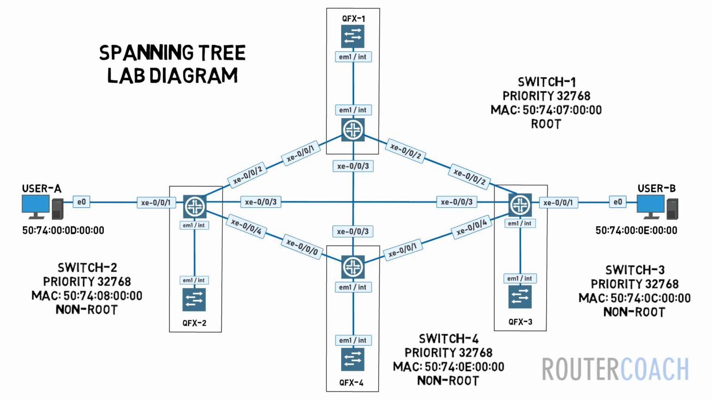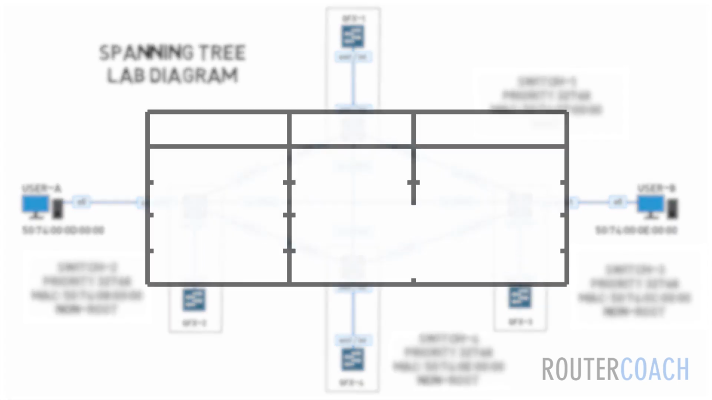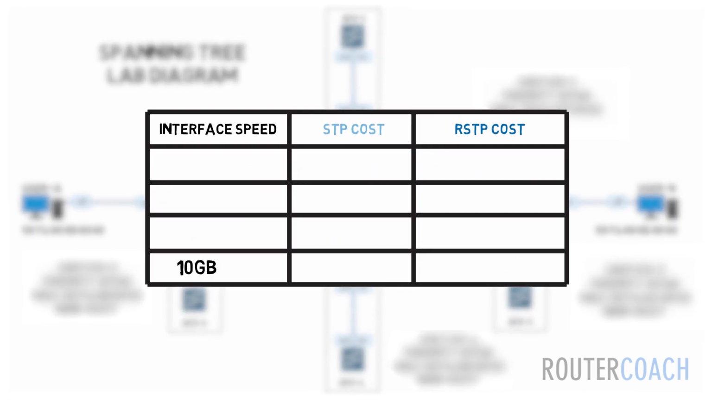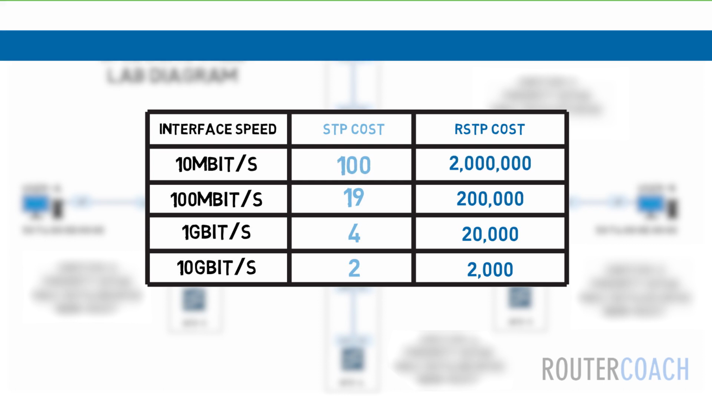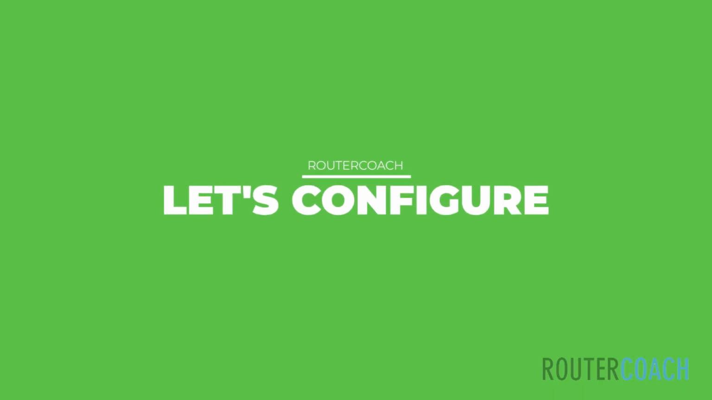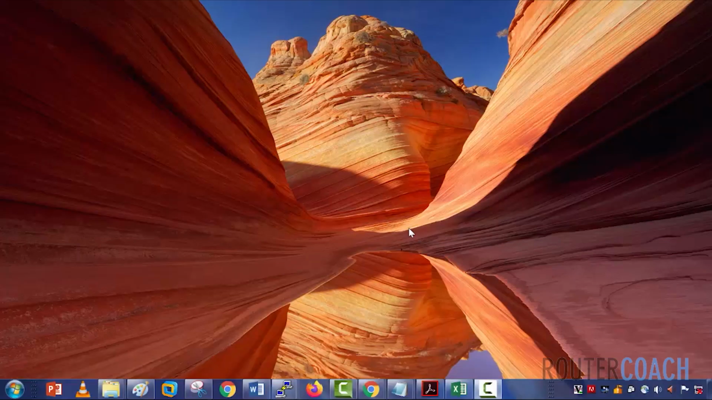I mentioned earlier that the designated port forwards and receives traffic due to having the lowest spanning tree path cost on a particular LAN segment. This is usually due to the media type, where a 10 gig interface is more preferred than a 1 gig interface, which is then more preferred than a Fast Ethernet or a 100 meg interface. And this path cost can be manipulated with the spanning tree cost command. So let's jump into the configuration of spanning tree.